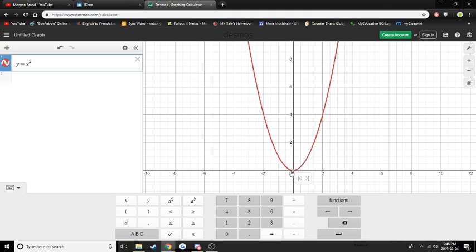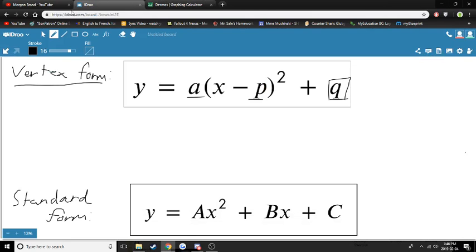See, it starts at 0. This is the vertex, by the way, the lowest point on the parabola. Now if you put the plus 2 back, it goes up 2. That's what the q does. It is called a vertical displacement. Let's put D for displacement. That's what the q is.